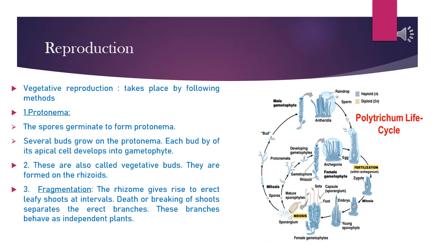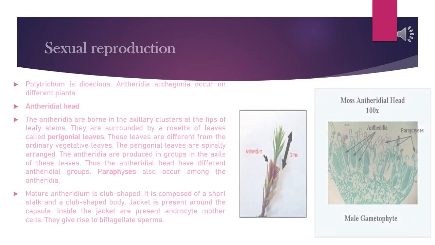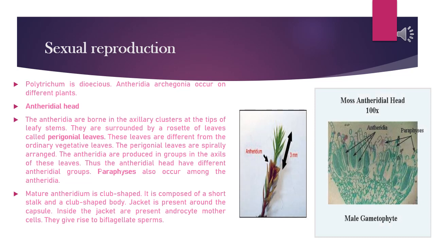Fragmentation, the name itself indicates fragment, it means cutting, breaking. Here, due to the death and separation of a portion of the shoot, independent plants are formed. So this is called vegetative reproduction. Next we will move to sexual reproduction. Sexual reproduction is nothing but the union of male and female reproductive structures resulting in the formation of a zygote. That is a natural process.